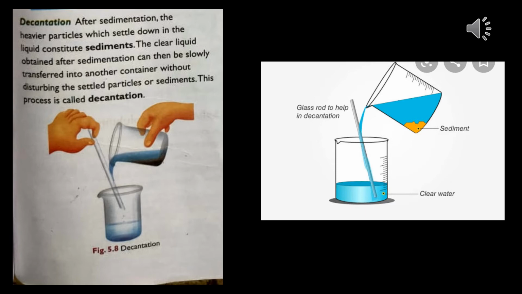So you see that it is slowly transferred without disturbing the settled particles or sediments. That means whatever sediments were present in the first beaker, you have to keep in mind, you have to do it very carefully so that the sediment is not disturbed. This process is known as decantation.